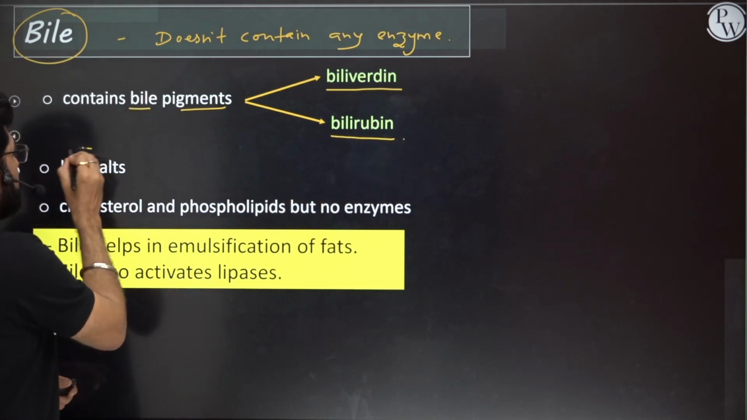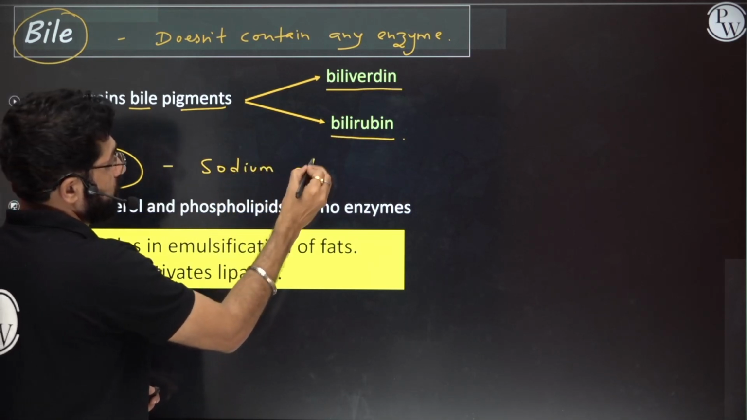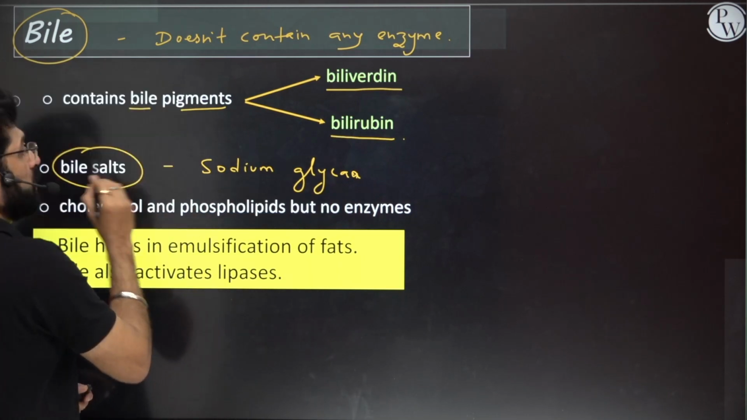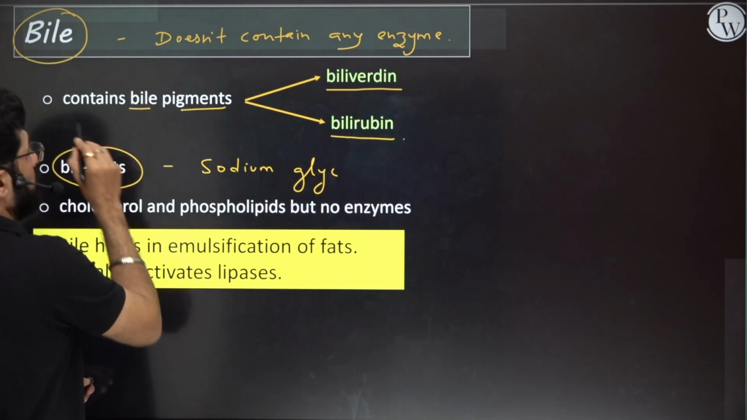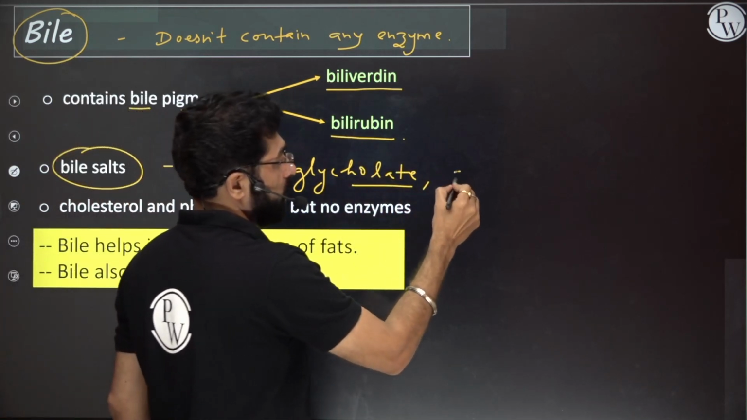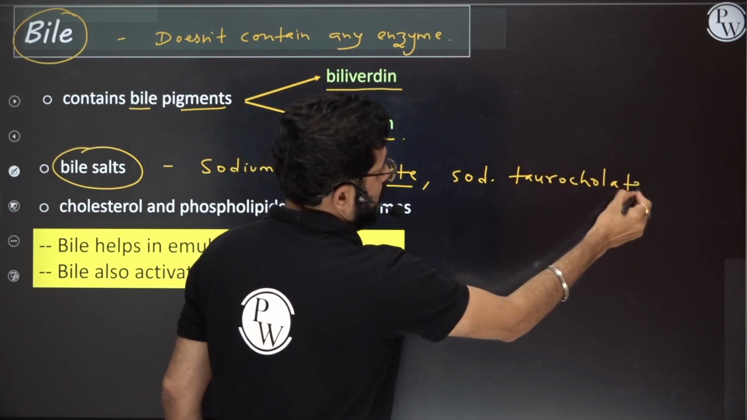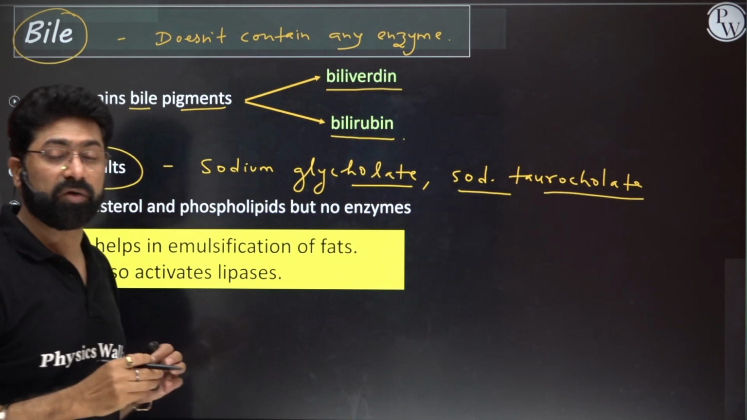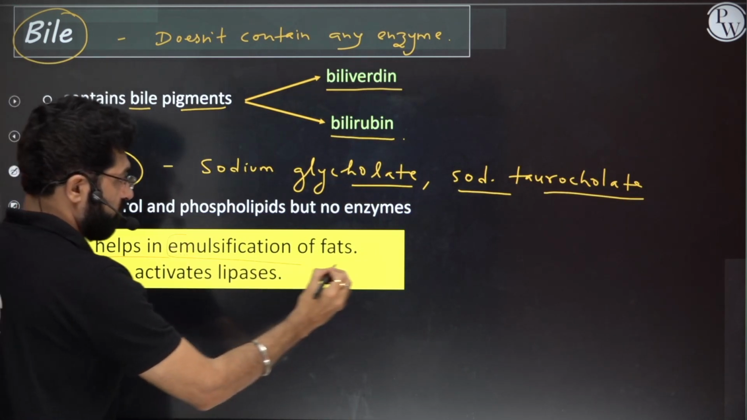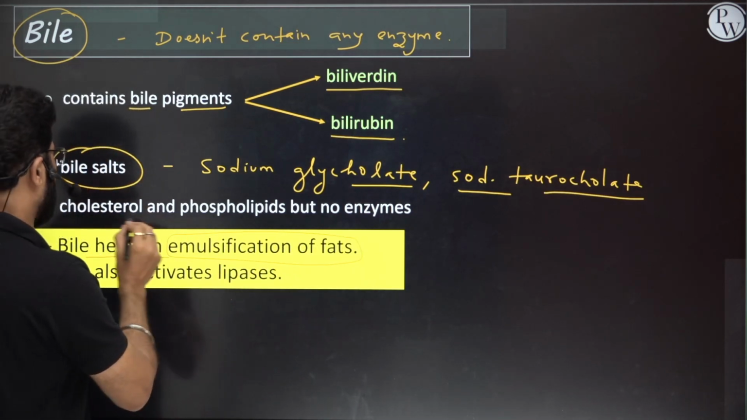Okay, and they have some bile salts also, like sodium glycolate and sodium taurocholate. So these all are the bile salts, which are very important for the emulsification of fats. So bile helps in emulsification of fats. Without that, it is not possible for fats to be digested and absorbed.